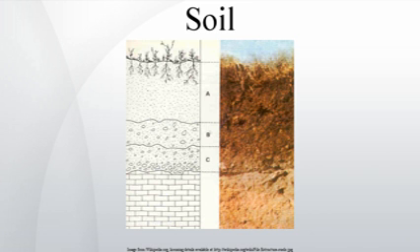Nutrients. 16 nutrients are essential for plant growth and reproduction. They are carbon, hydrogen, oxygen, nitrogen, phosphorus, potassium, sulfur, calcium, magnesium, iron, boron, manganese, copper, zinc, molybdenum, and chlorine. Nutrients required for plants to complete their life cycle are considered essential nutrients.